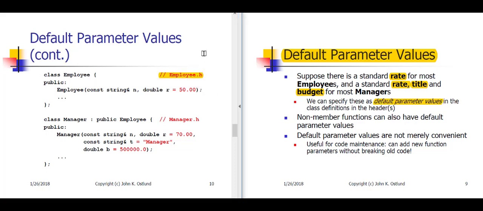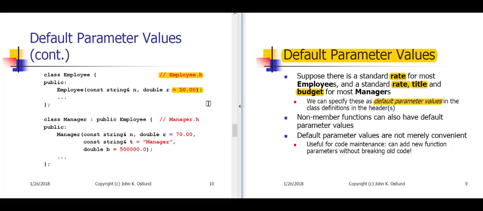Notice that these default values have to be declared in the header so that any application using the class will know what these default parameter values are. And we specify a default value for a parameter by using an equal sign followed by the default value that we want to have.